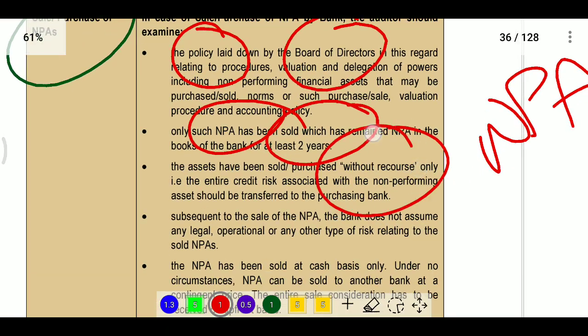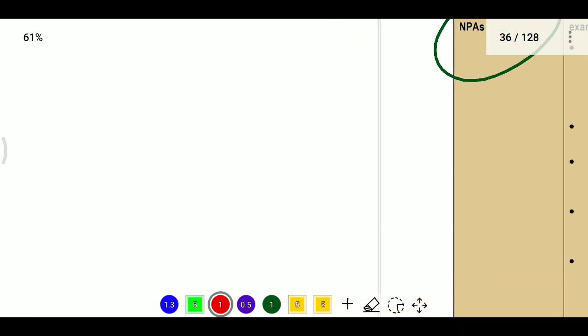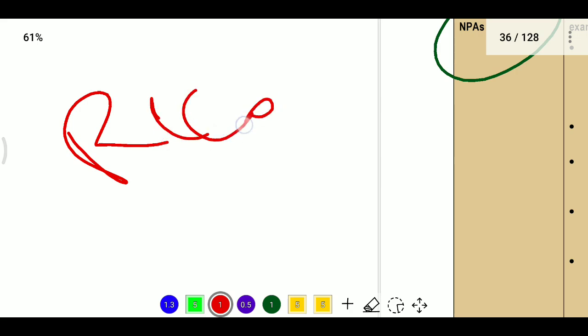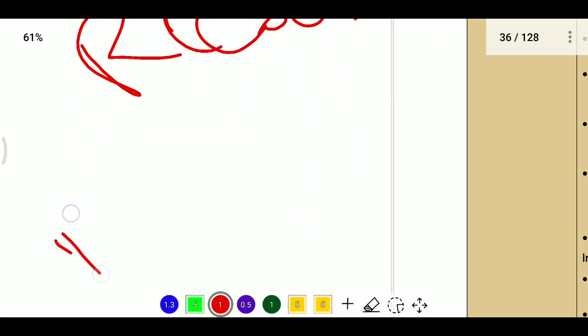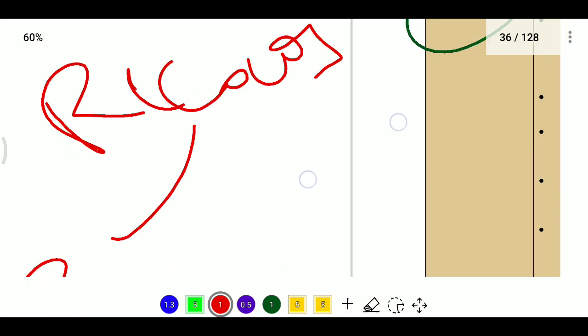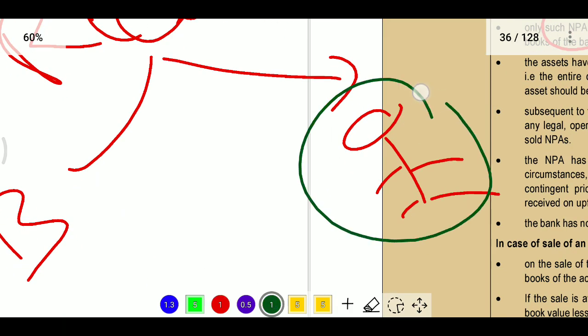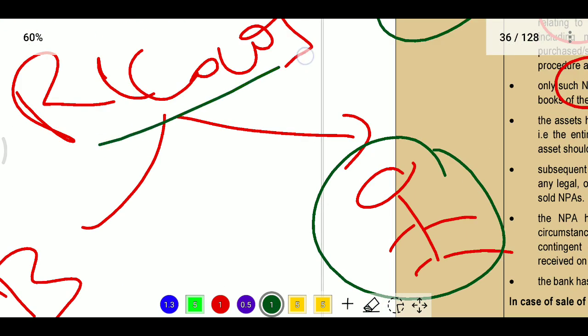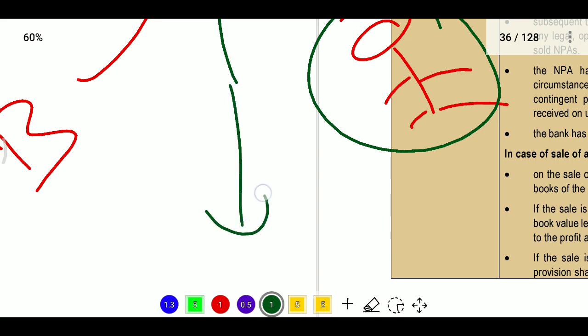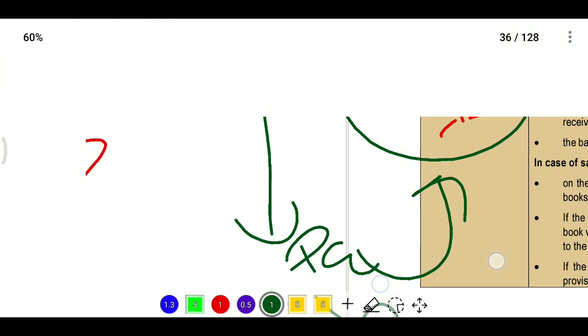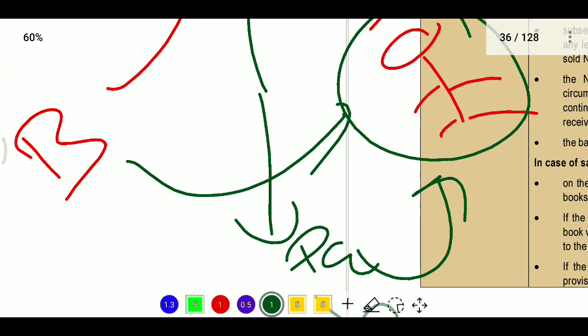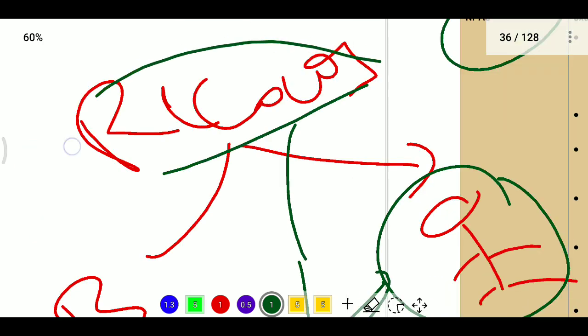Here, what is meant by without recourse? Recourse means, normally, one bank will sell on a recourse basis to another person or institution, and this person gets the amount from the borrowers or loan payers. If this person has not been paid, the bank will pay the amount when it is on a recourse basis.